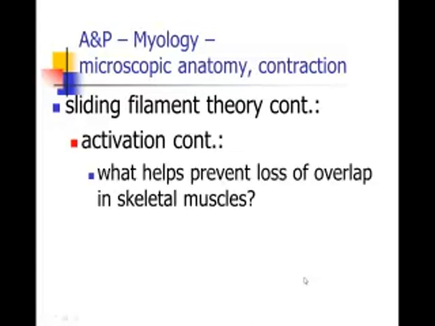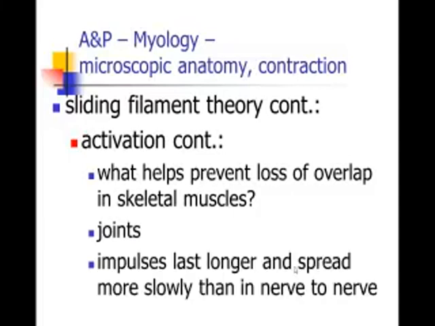Okay. So what helps prevent the loss of overlap between the muscle cells? Oh, I guess I just said that, right? The joints. Joints prevent that. Now, the impulses on the skeletal muscle cells have a couple of differences from the impulses that would travel over a nerve. One is that they last longer, and the other is that they spread more slowly. And both of these are important because they allow the muscle then to create a force and maintain that force for a little bit of time before they relax.